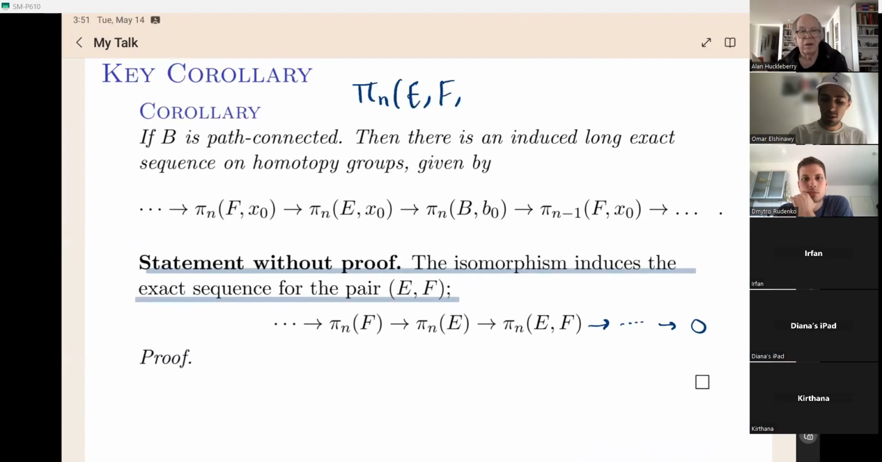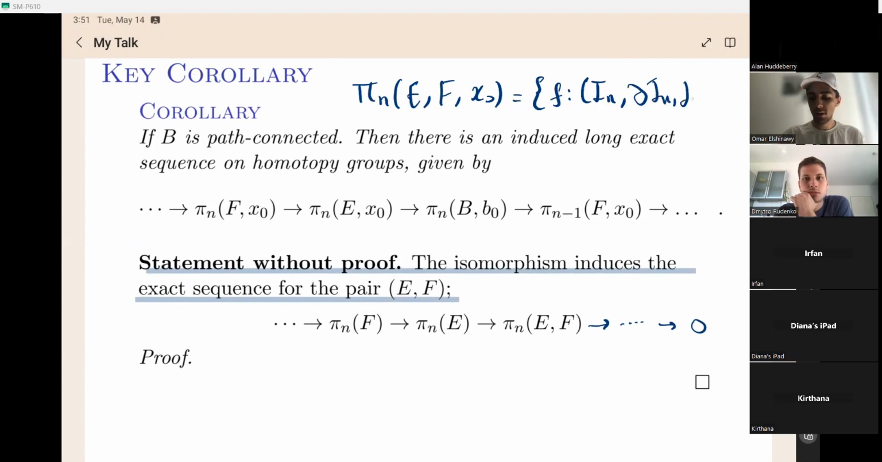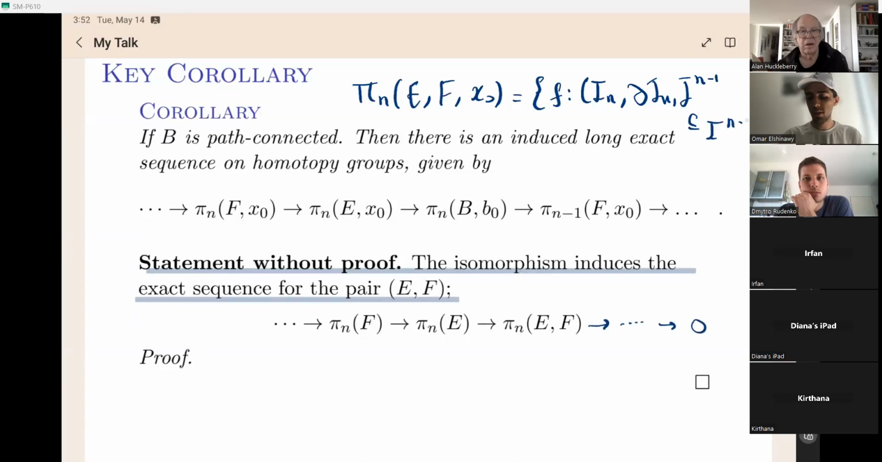So the base point x naught is the set of all maps from I^n to E. So it's sending I^n to E. It's also sending the boundary of I^n to F. It's also sending a subset, J^(n-1), which is a subset of the boundary of I^n. It's a face, one of the faces of the n-dimensional cube.